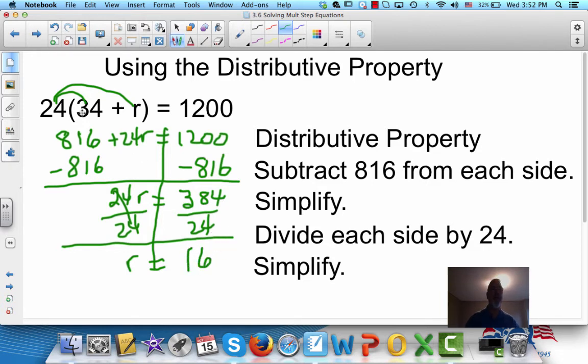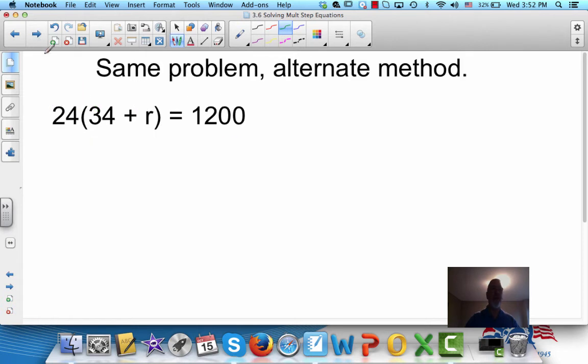Alright, now for the easy way to do it. First thing you should always check, does this number, the 24, go into this number, the 1200? That's the first thing I always check, because if it goes in there an exact whole number of times, then that's the method that you should use, okay? So 24 does go into 1200, so I'm going to divide both sides by 24.